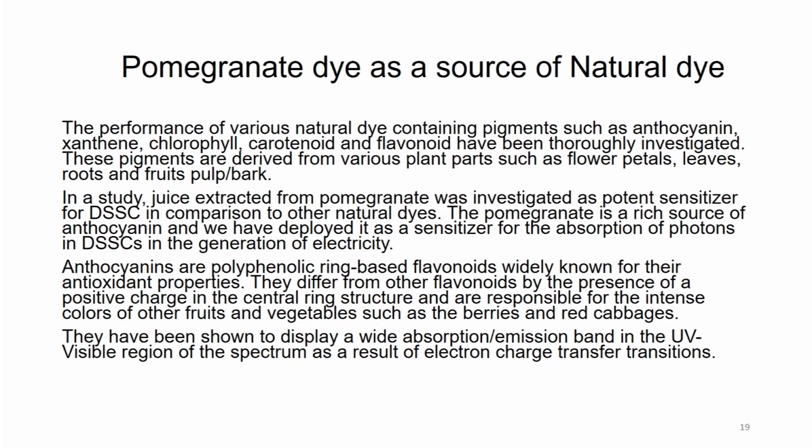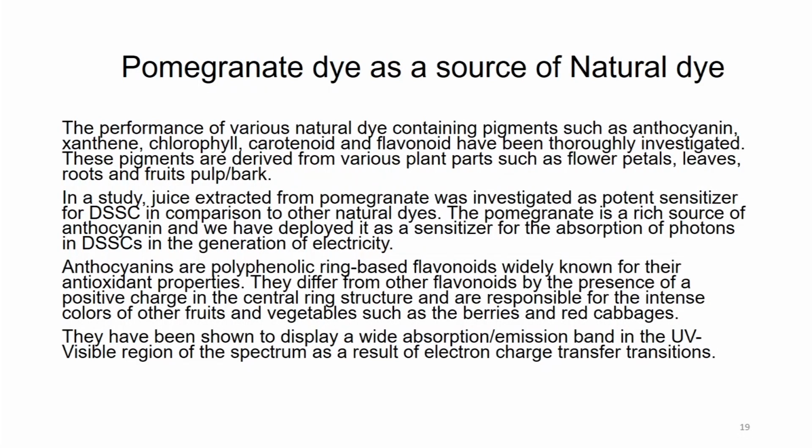The pomegranate is a rich source of anthocyanin and we have deployed it as a sensitizer for the absorption of photons from the solar energy in DSSCs in generation of electricity. Anthocyanins are polyphenolic ring based flavonoids widely known for their antioxidant properties. They differ from other flavonoids by the presence of positive charge in the central ring and are responsible for intense colors of fruits and vegetables such as berries and red cabbages.